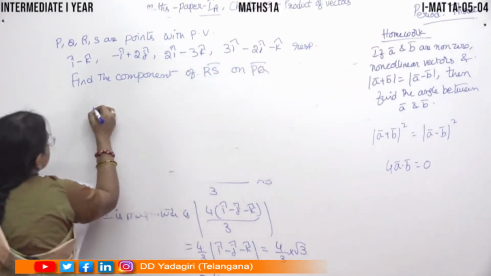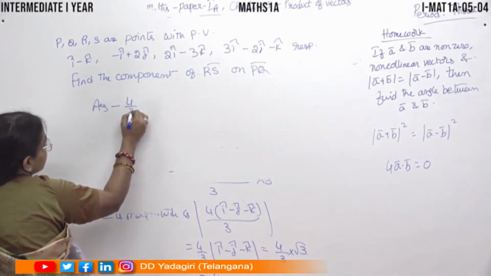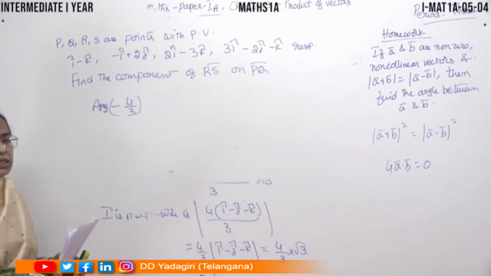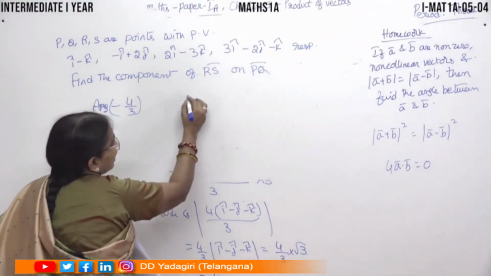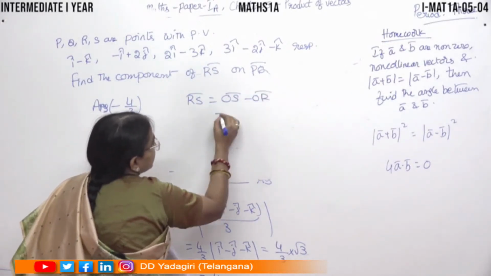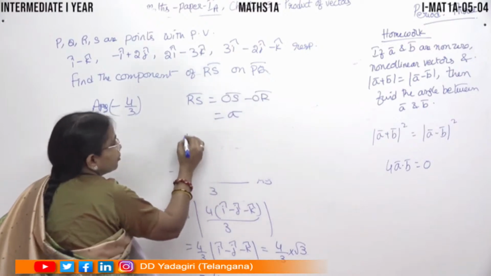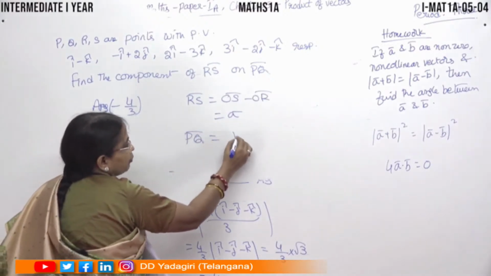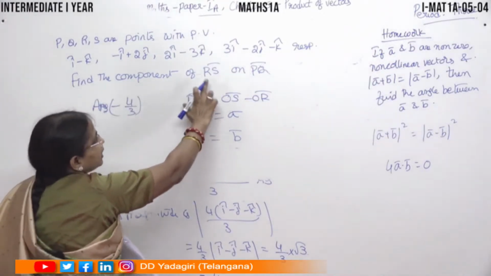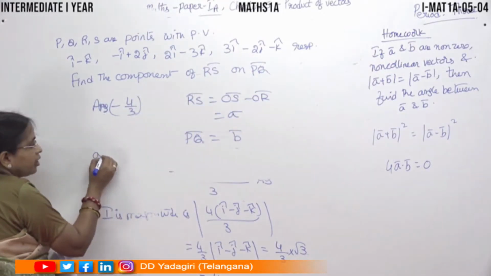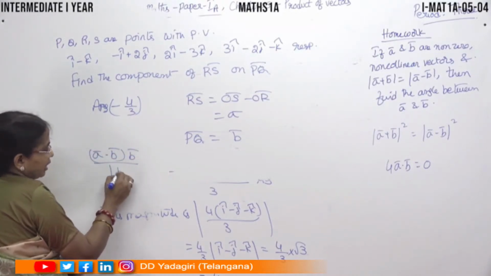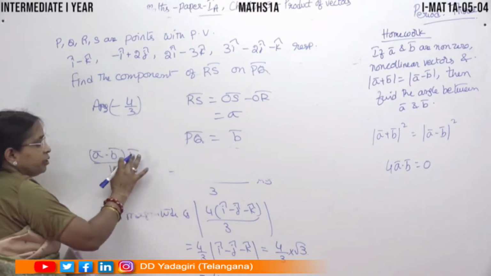You will get the answer as minus 4 by 3. So the method is, you will find RS vector. RS is nothing but OS minus OR. So that is your A. And then PQ vector, OQ minus OP. That is B vector. So component of A on B is A dot B into B by mod B square.